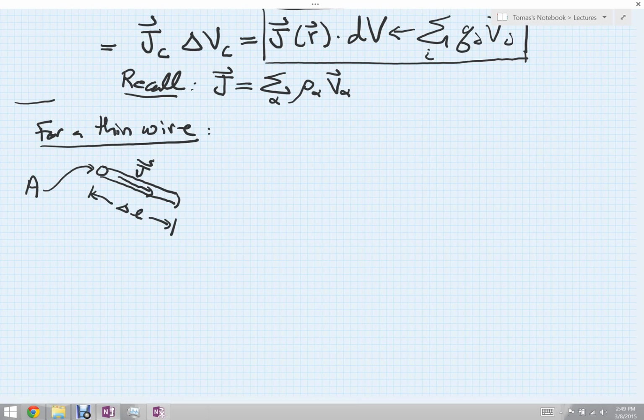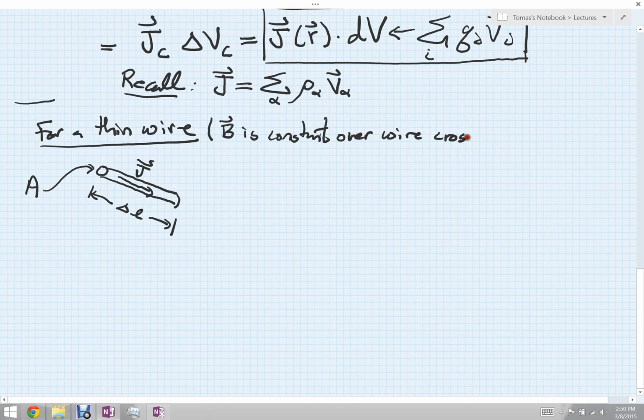Now, because this wire is so thin, and by thin here I have a very specific idea in mind, so let's be very careful when we specify that. By thin, we mean that the magnetic field is constant, or nearly constant, to a good approximation, over the wire cross-section. So in essence, we can integrate across the entire wire cross-section. If that's the case, then I can make the following observation: the current density J times the volume of this little chunk of wire that I'm considering. The volume is just the area times the length, so that will be A times delta L.